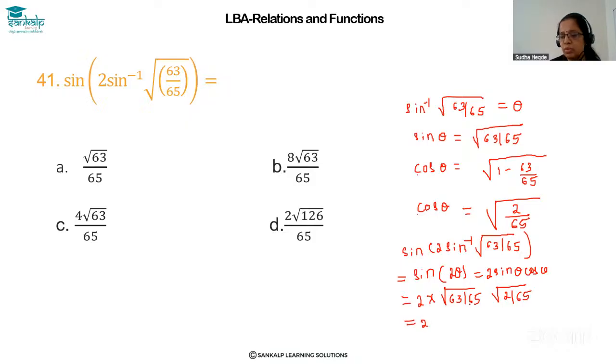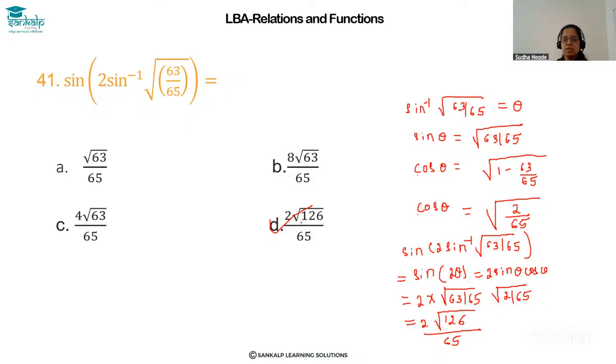2 into denominator root 65 both sides. Numerator 63 into 2. So what will you get? 63 into 2 means 126 divided by root 65 into root 65 is 65. So the given expression reduces to 2 root 126 divided by 65. Check the options. Option D, 2 root 126 by 65 is the correct answer.